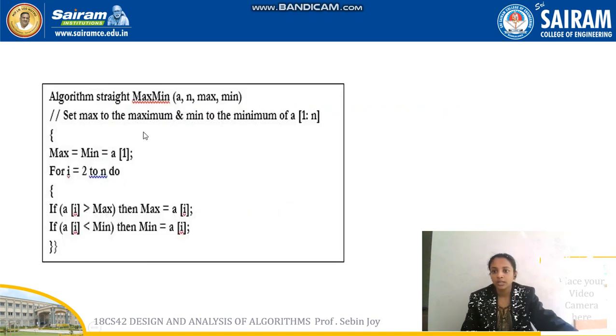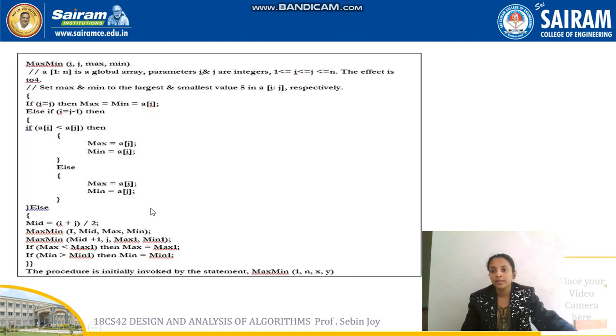So this is not using the divide and conquer technique; this is a straight max min. That means we are not dividing the array, we are just doing it directly. We assign max and min to the first element, that is a of 1, if the elements are stored from 1 to n. Then for i equal to 2 to n, we check whether a of i is greater than max. If it is greater, we set max equal to a of i. Otherwise, we check if a of i is less than min, then min is equal to a of i. These are the two conditions we have to check. This will take a lot of time because a lot of comparisons are required. For that reason, we use the divide and conquer technique.